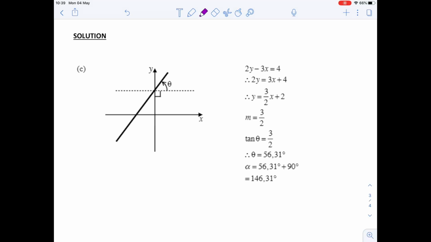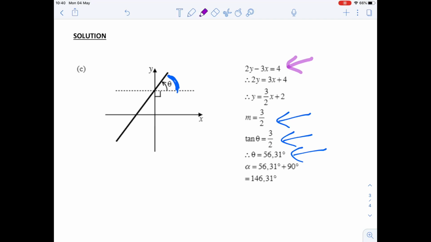So the first thing we would need to do here is to get this line into standard form so that we can find the gradient. So we take the 3x across, we divide by 2, and we pick up that the gradient is in fact 3/2. So to find the angle, we're going to use our little formula, and then we're going to go shift tan 3/2 on the calculator, and we get 56.31 degrees. And that is your angle of inclination, which is going to be over there.